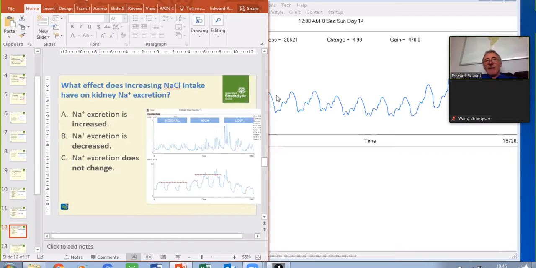We discussed this earlier on: what effect does increasing sodium intake have on kidney sodium excretion? The sodium excretion increases because of the increase in the amount of sodium in your diet, and we also lose more water as a consequence as well.